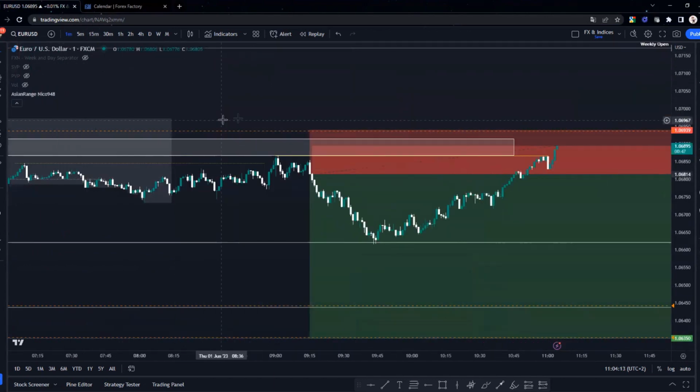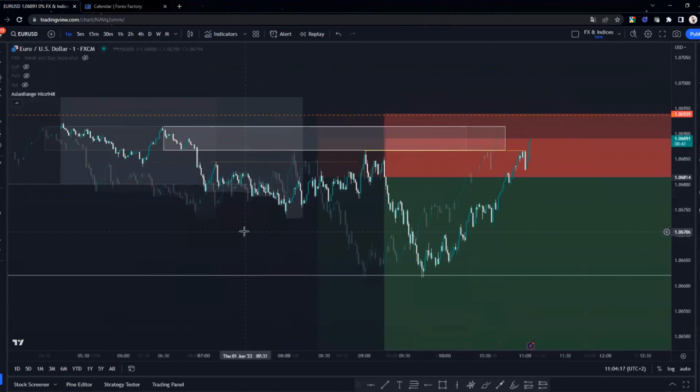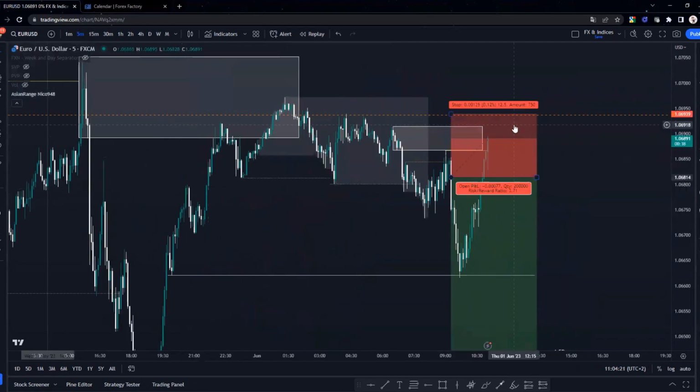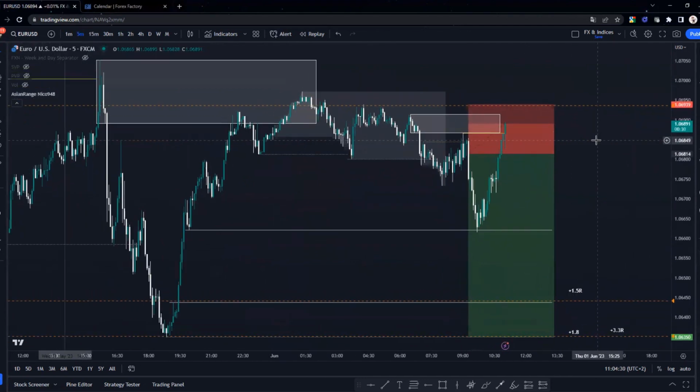This is going very bullish, so most likely I'll be hitting my stop loss. Let's see. We still have some room. Let's wait and see what will be happening.